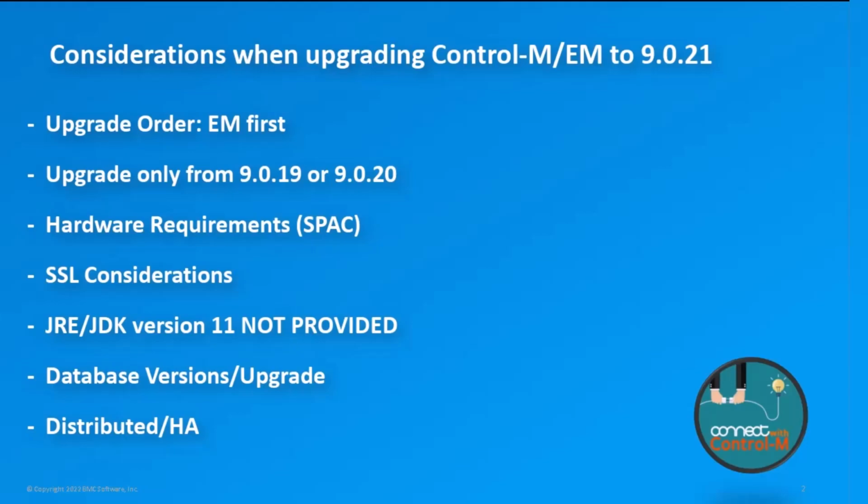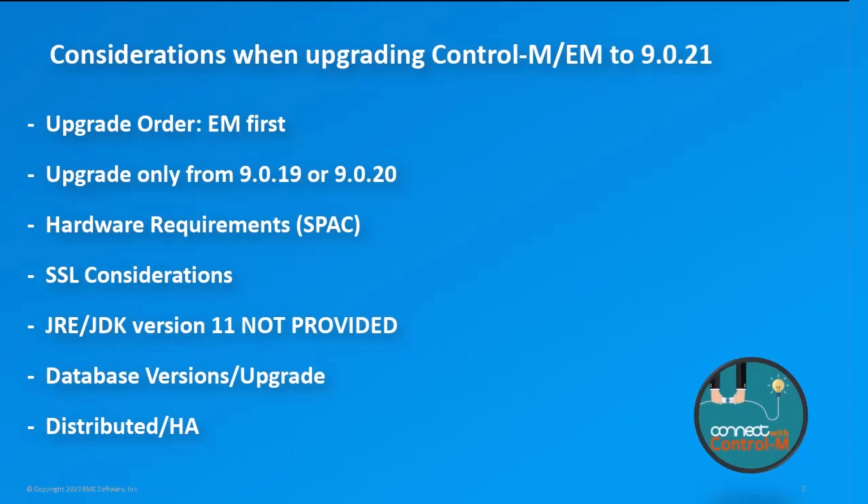In this demo, I'm going to go over the upgrade of a Control M Enterprise Manager to version 9.0.21. We will see the upgrade in two different scenarios, starting from an Enterprise Manager at version 9.0.20 on a Linux host and another one at version 9.0.19 on Windows. We will also look at upgrading the Control M EM client on a Windows workstation.